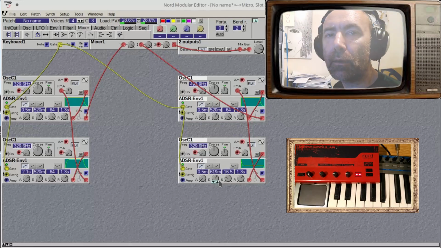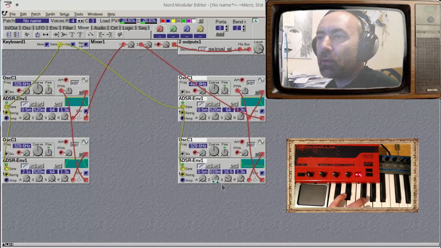And there you go. You've got a little sound with an FM punch at the beginning.